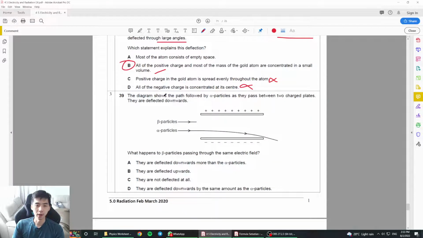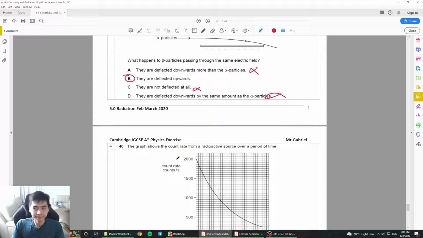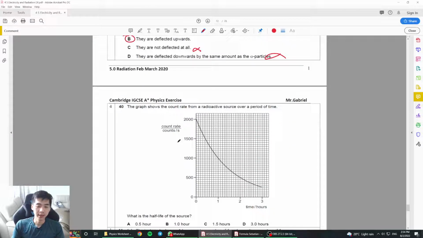Right. The diagram shows the path followed by alpha particles as they pass between two charged plates. They are deflected downwards. Okay, alpha particles will be attracted to the negative, beta particles are definitely going to be attracted to the positive. What happens to the beta particles passing through the same electric field? They will be deflected downwards. No. They're deflected upwards. Definitely. They are not deflected. No. They are deflected. Yeah. No. Make sure you get this right. If you got this wrong, bad news, guys.